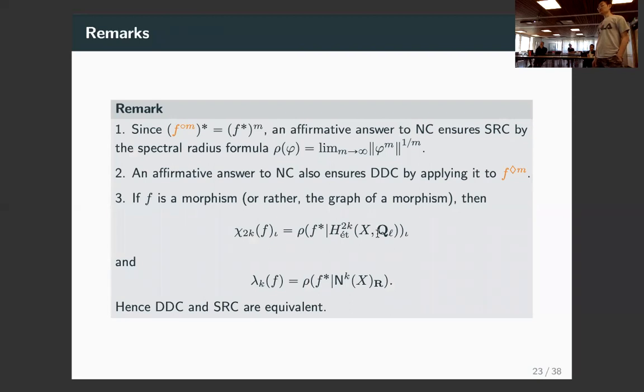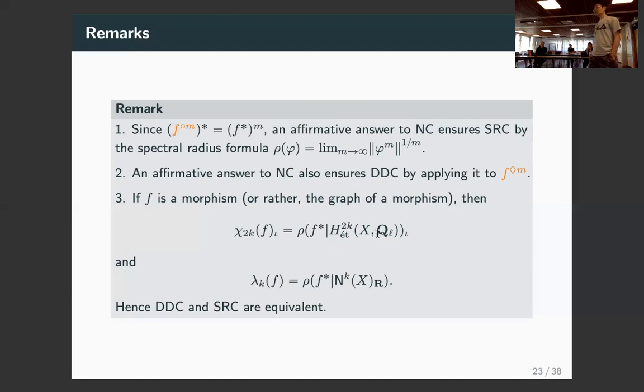So now we have the following remarks. Here, F, this F is circle M, the Euro composition of correspondences in the central sphere. So this correspondence is compatible with the pullback action. So if we use this composition instead of a dynamical composition, then an affirmative answer to normal comparison could imply the spiral radiance comparison by this spiral radiance formula.